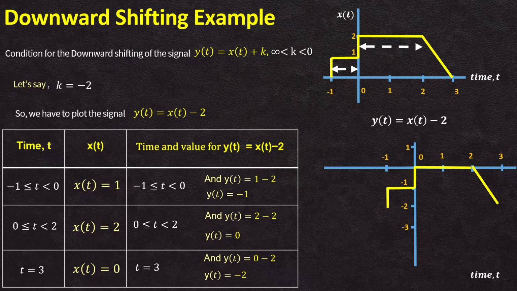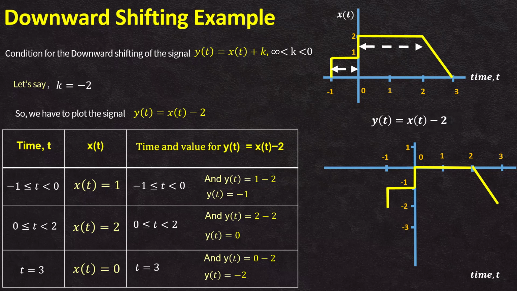If we take a look at the two waveforms, then we can see that for the signal x(t), the time axis exists from minus 1 to 3, and for the signal y(t), which is equal to x(t) minus 2, the time axis is available from minus 1 to 3. So there is no change in the time axis. We have subtracted 2 from the amplitude axis of the signal x(t), and the time axis of the signal x(t) remains unchanged.